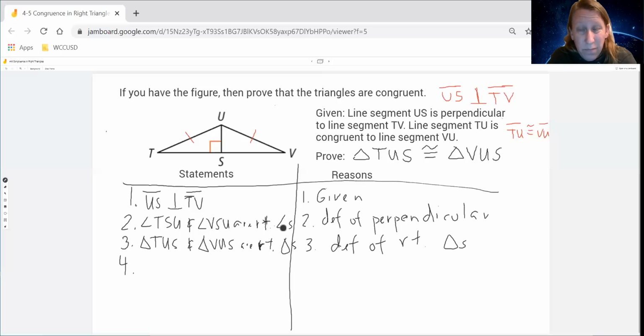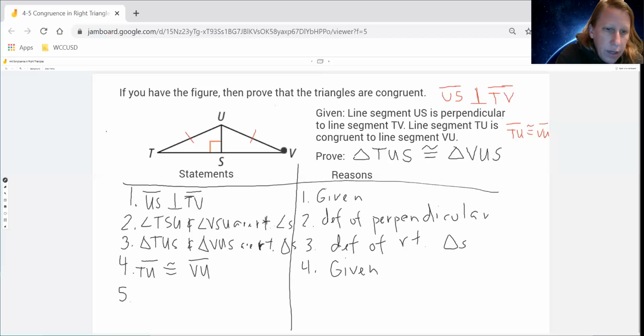Now what do I got to do? I have to show you that their hypotenuses line up and their legs line up, or one pair of legs line up. So which one's the hypotenuse in this? Here's the right angle. So across, this is the hypotenuse. This longest one is the hypotenuse. So are the hypotenuses congruent? Yes, they are. So line segment TU is congruent to line segment VU. That was also given to me in the problem. Okay, almost done.